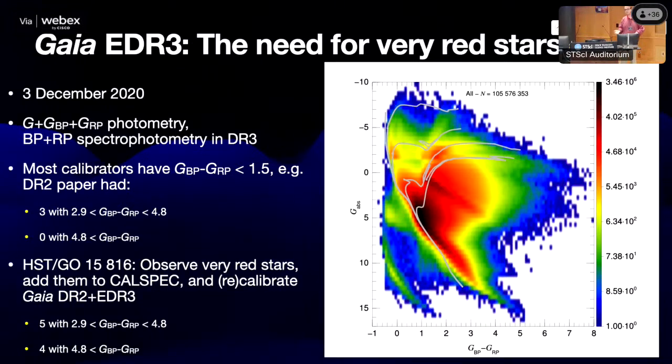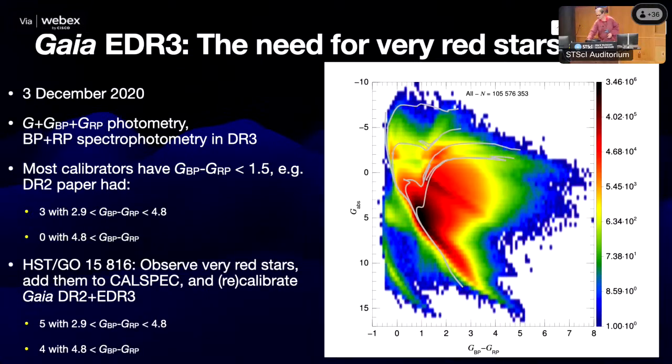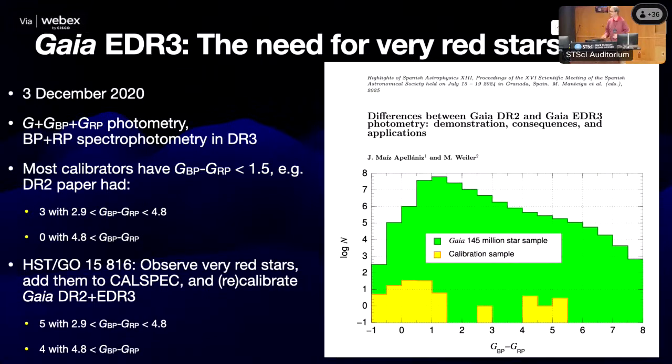So what we did is we proposed an HST program with Ralph and Susana to observe very red stars, add them to CalSpec, and recalibrate both DR2 and EDR3. So now instead of 3 in this range, we have 5, with 4 that are very red. This is in a histogram. By the way, we submitted this to astro-ph a couple of months ago. This is the preliminary version of the final analysis, which is a paper we'll publish next year.